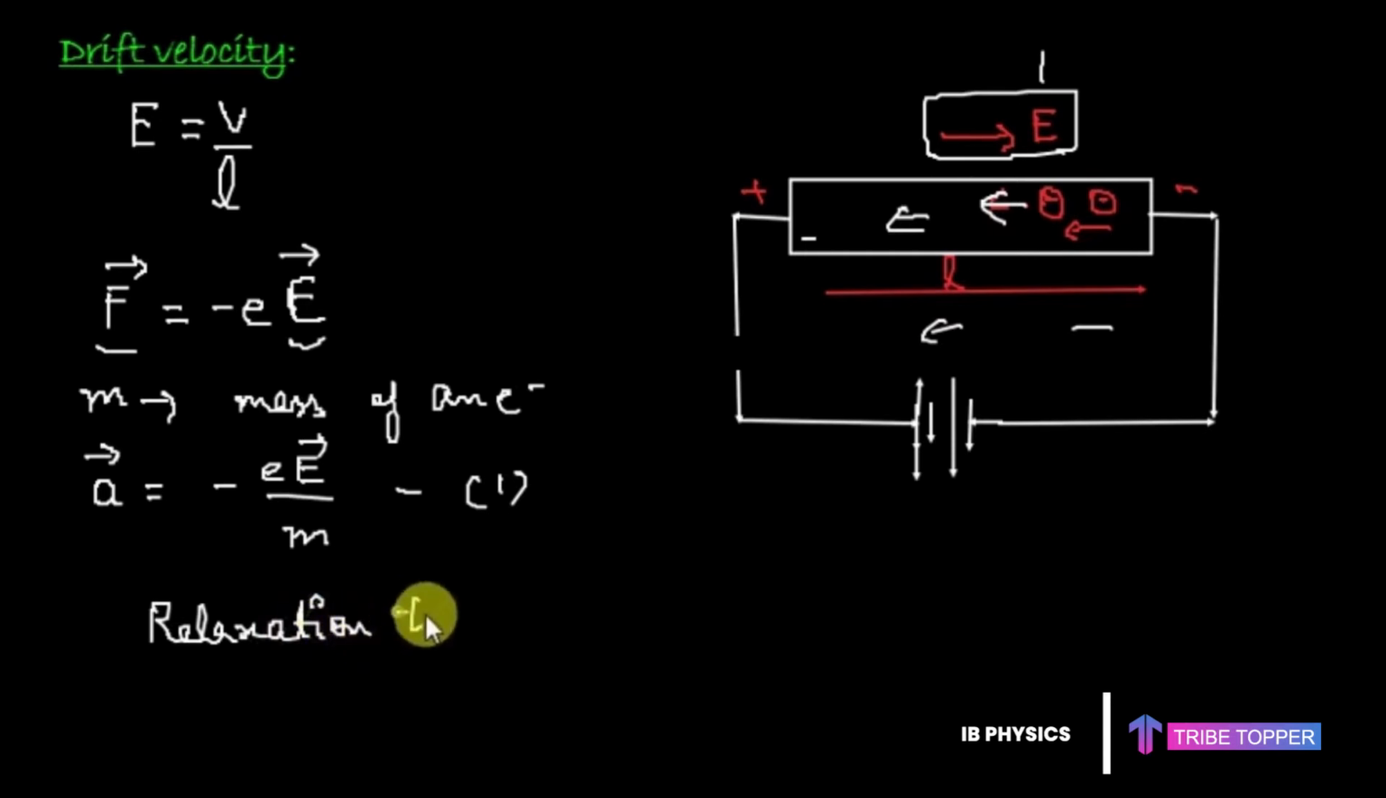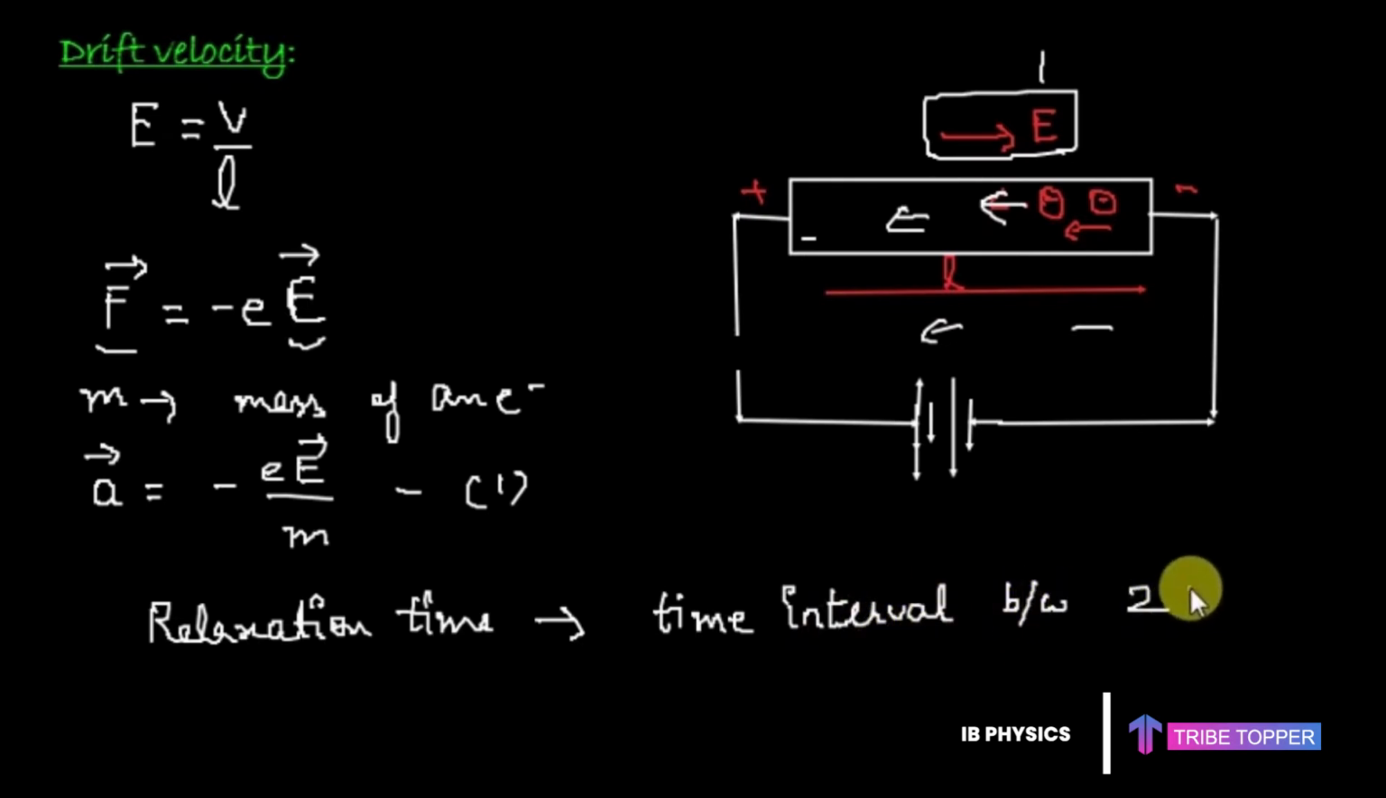Relaxation time, as the name suggests, is the time for the electrons to relax. So relaxation time is the time interval between two successive collisions. Once an electron collides, then stops and then starts moving again, the time interval before it collides the next time is called relaxation time, and we denote it by tau.